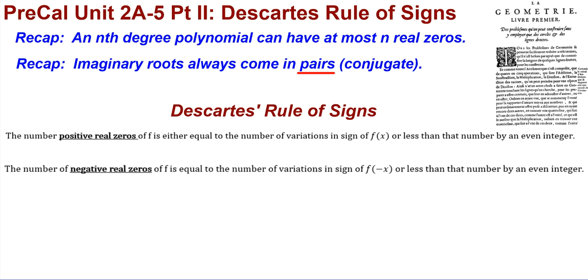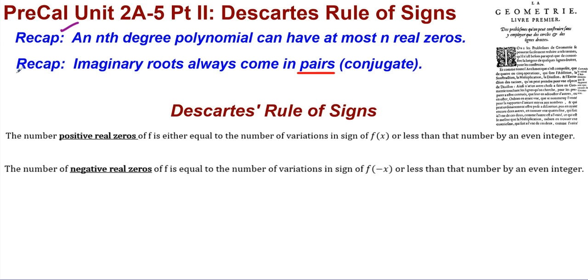We're going to do part 2 of lesson 2A5, and that's going to be on the Descartes rule of signs and associated theorem. So we want to review a couple of tidbits first. First one is, given an nth degree polynomial, you can have at most n real zeros. So if you have x to the fourth as your polynomial, a fourth degree polynomial, you can have at most 4 real zeros. You can have less than that, but you can't have more than 4. I mean, you just have 4 or less.